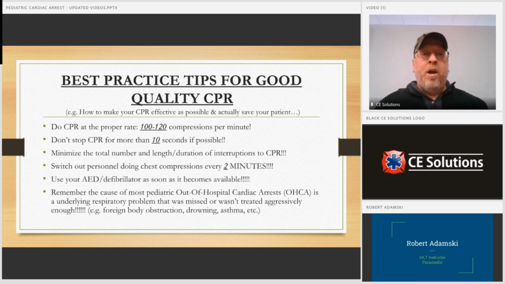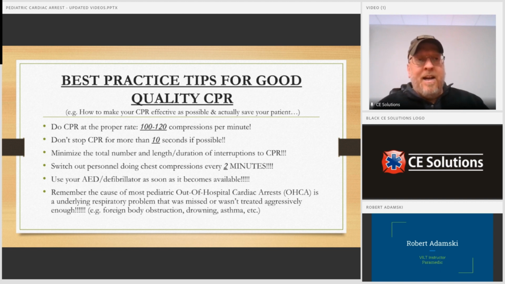We used to set a timer. I've been on codes where we'll set a 2 minute timer, and every time that 2 minute timer beeps, we switch out our EMTs, our firefighters, our law enforcement personnel, our good Samaritans, whoever's doing CPR. They rotate out every 2 minutes. 2 minutes, people. That's all you got.